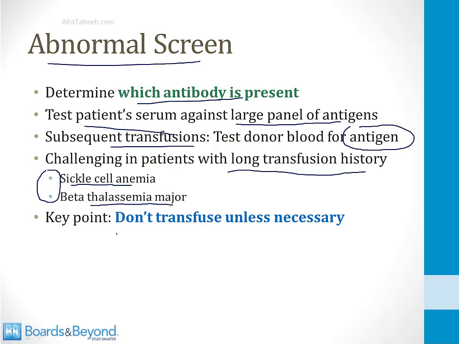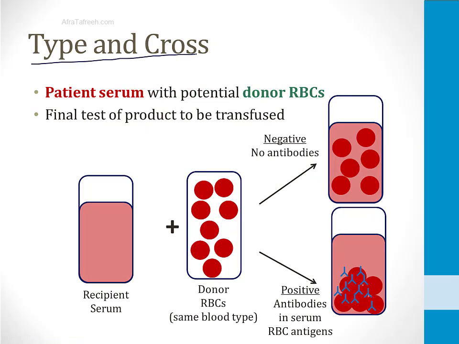So a key point is that you shouldn't transfuse patients unless absolutely necessary. The more you transfuse them, the more you increase the likelihood that it will be harder to find a match down the road. The type and cross match is another variation of the indirect Coombs test where you start with the patient's serum and mix it with red blood cells. In this case, the red blood cells are potential donor red blood cells.